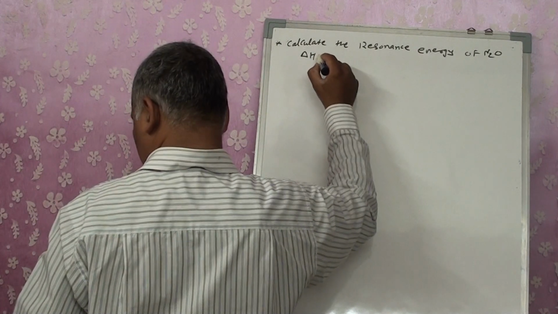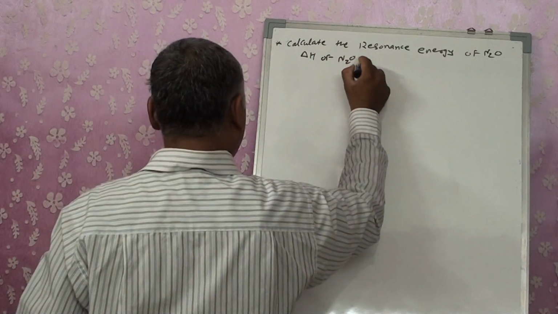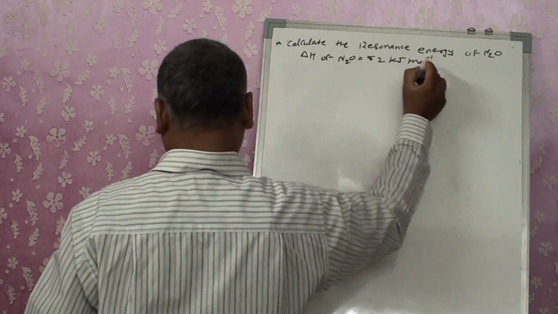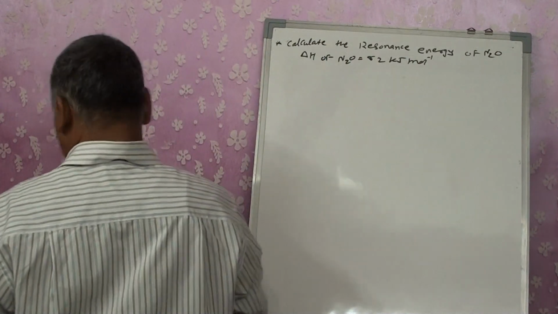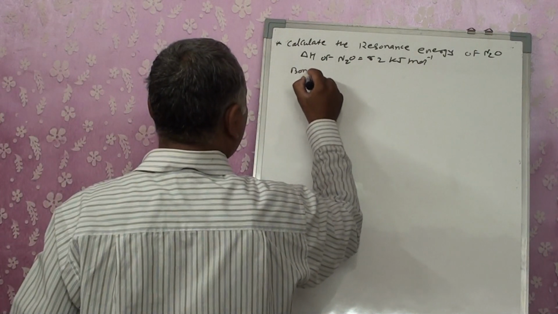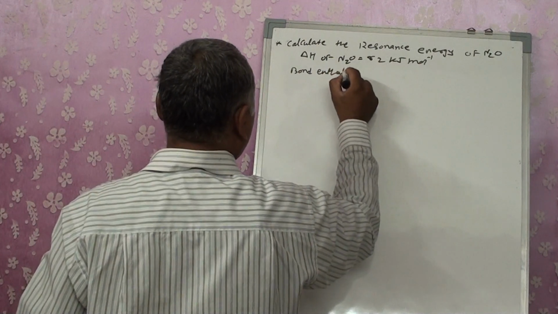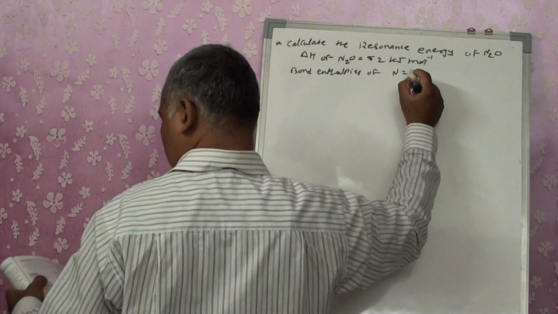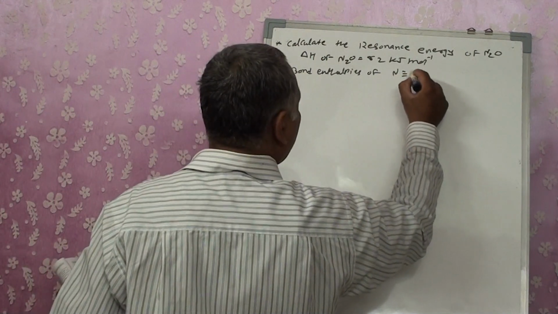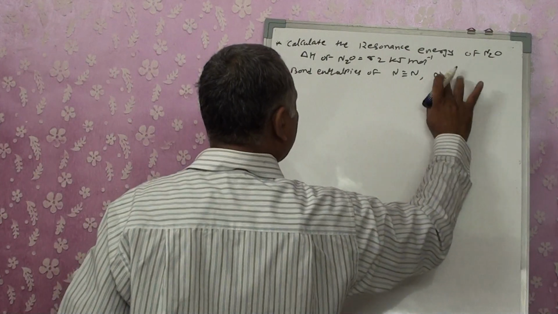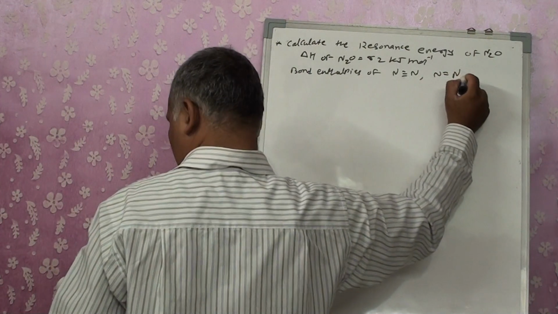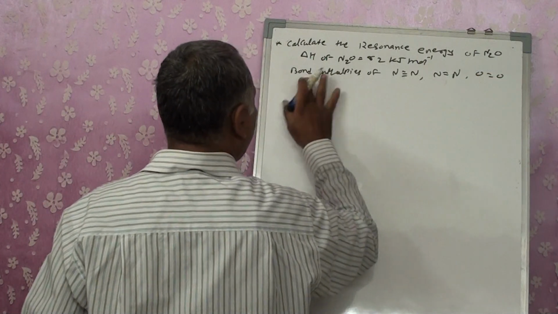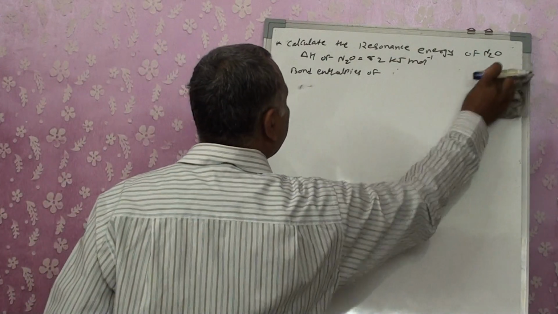Delta H of N2O is given to us as 82 kilojoule per mole. Bond enthalpies of N double bond N, N triple bond N, and O double bond O, as well as for N. Like last time we wrote it, we will do it like that only.